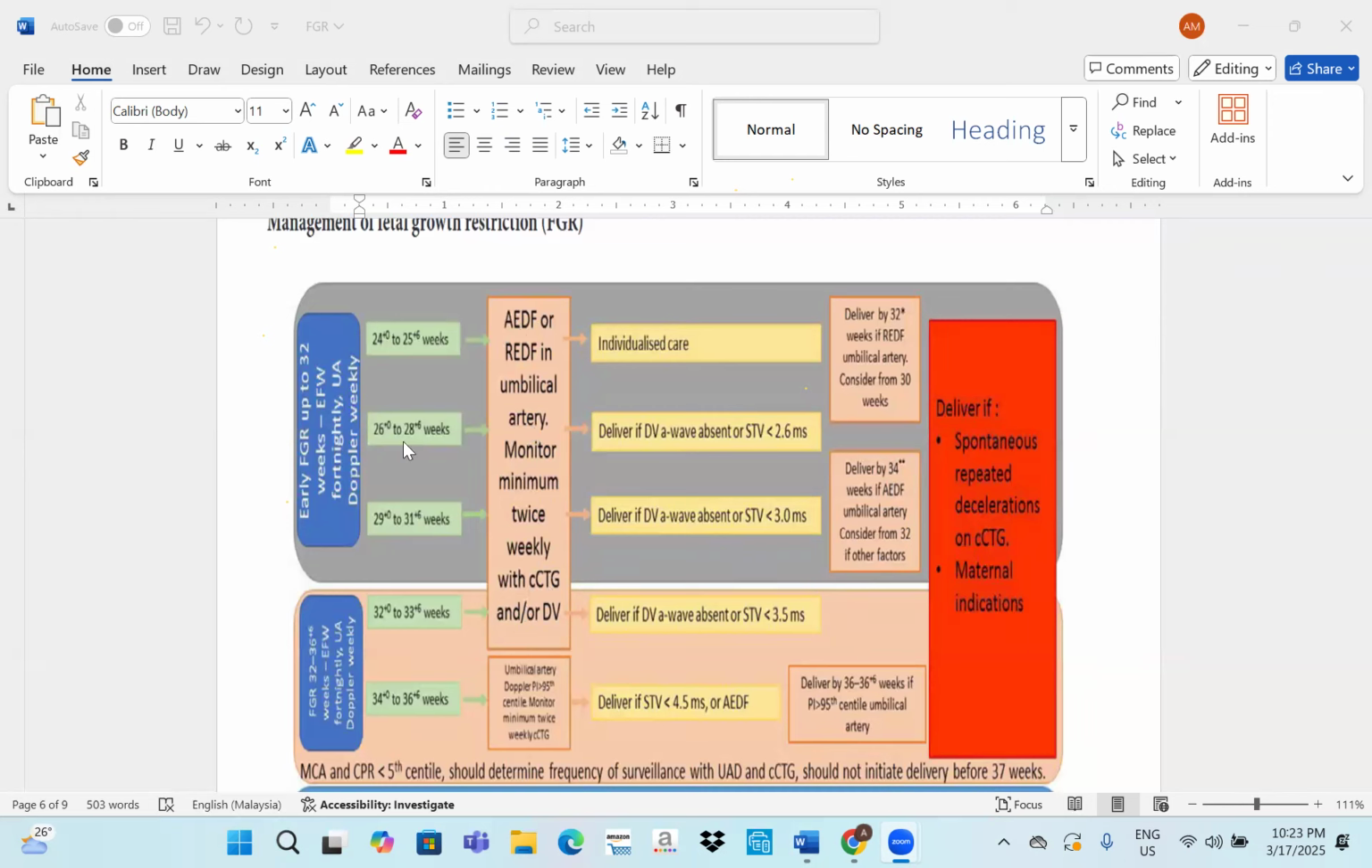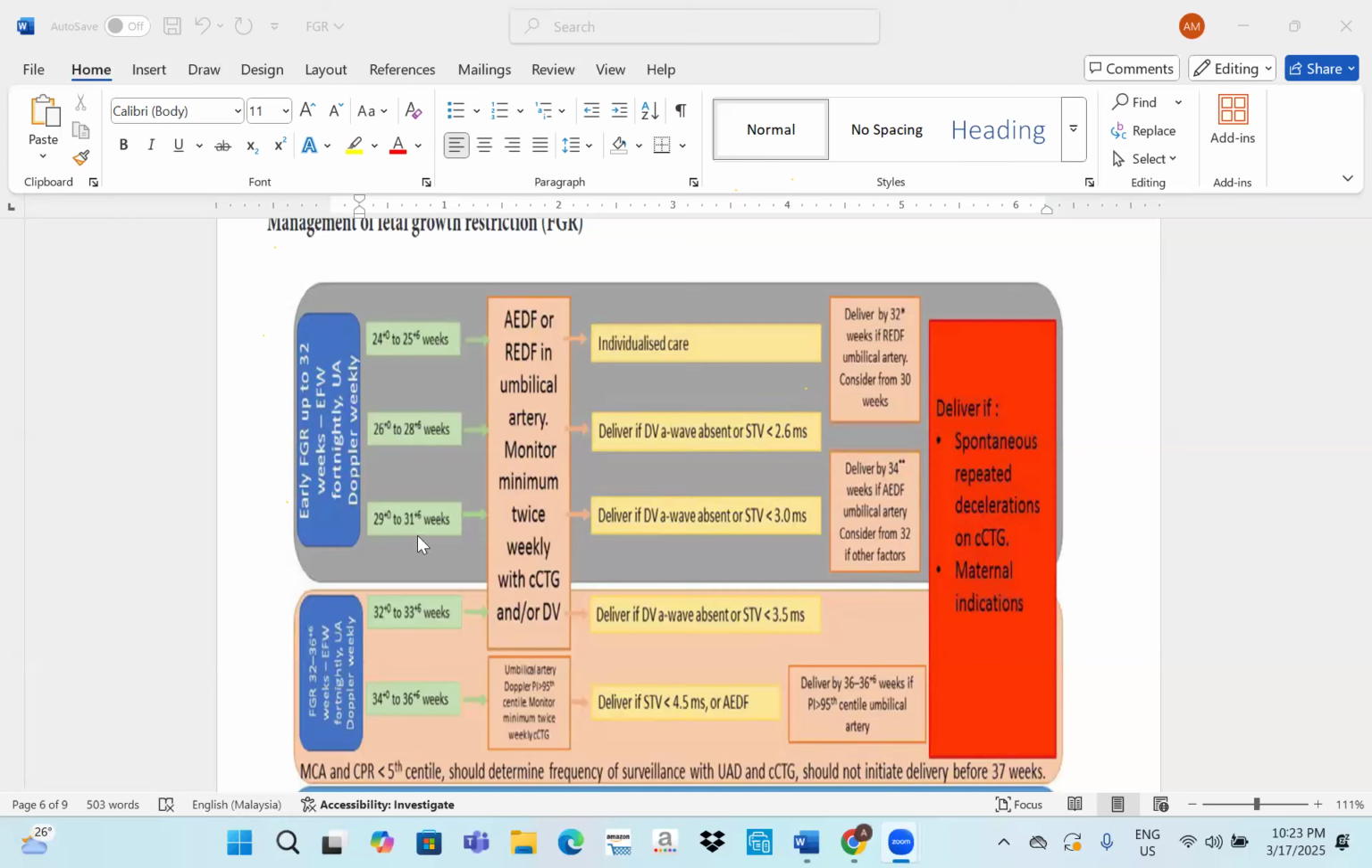Okay. But let's suppose this patient at 28 weeks, at any point in time, the ductus venosus Doppler is showing the absent A wave, or the computerized CTG is showing the short-term variation less than 2 milliseconds, then you will not wait for this patient up to 32 or 34 weeks because the Doppler was showing absent. You will deliver the patient there and then. Is this point clear now?